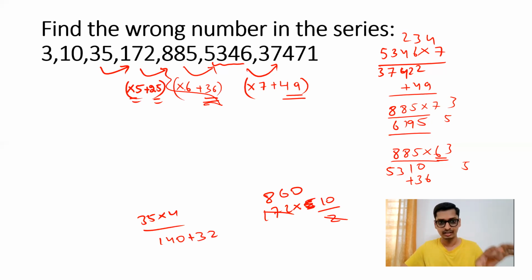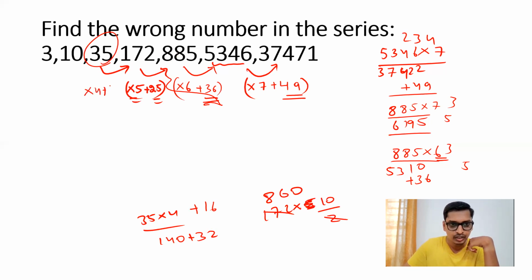Okay, so it must be plus 16, right? So 35 into 4, I get 140, plus 16, I will get 156. That means definitely this number must be wrong, right? Because 35 into 4 plus 16 only we have to make, but I'm getting 172.